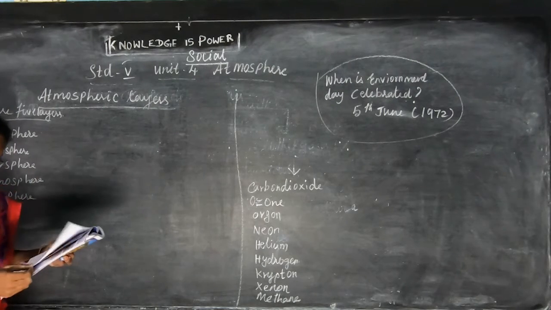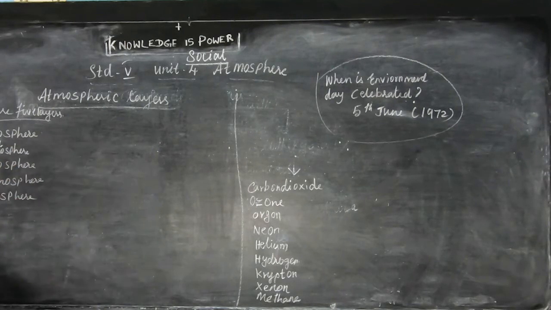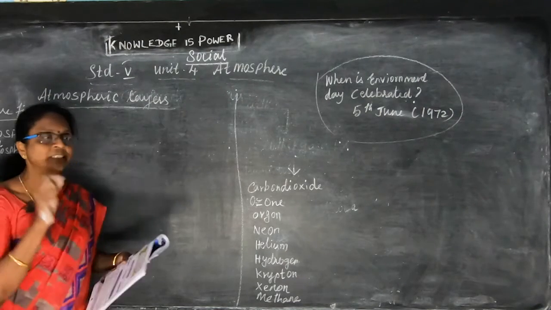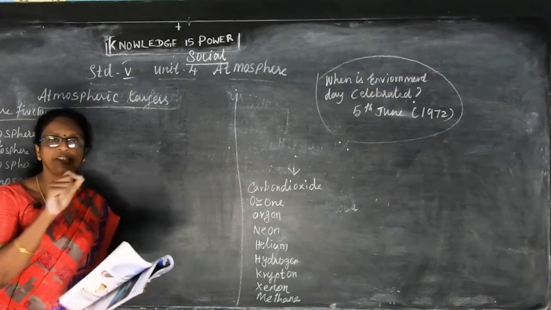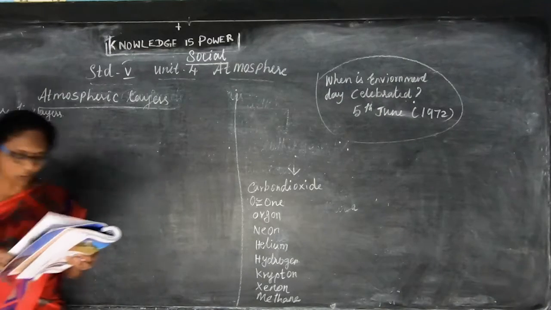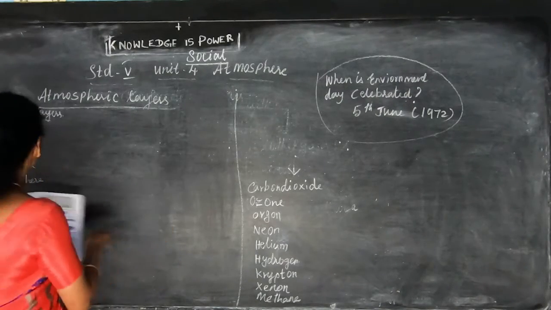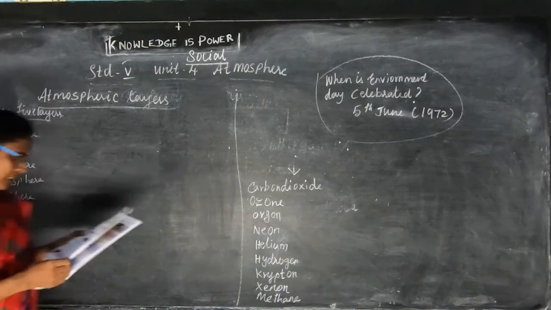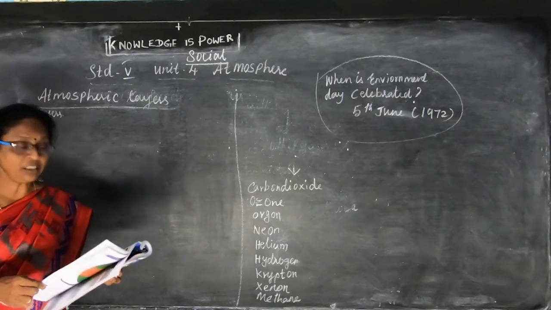All weather changes occur in the troposphere only. The study of weather is called meteorology. So all these changes occur only in the troposphere. The word climate is derived from the Greek word klima.